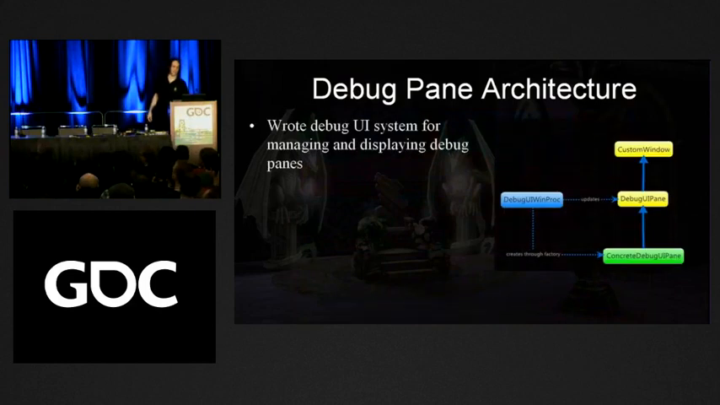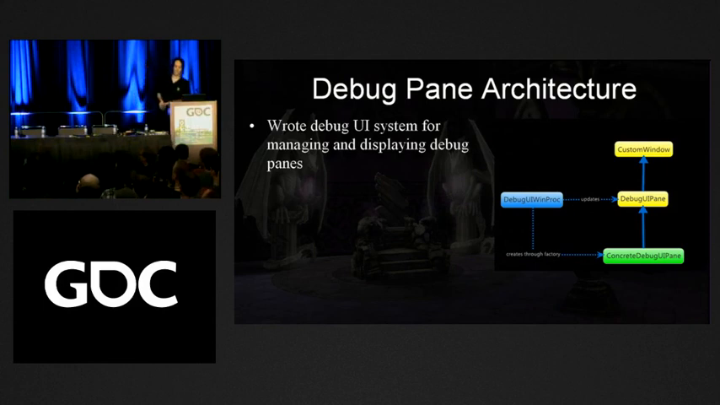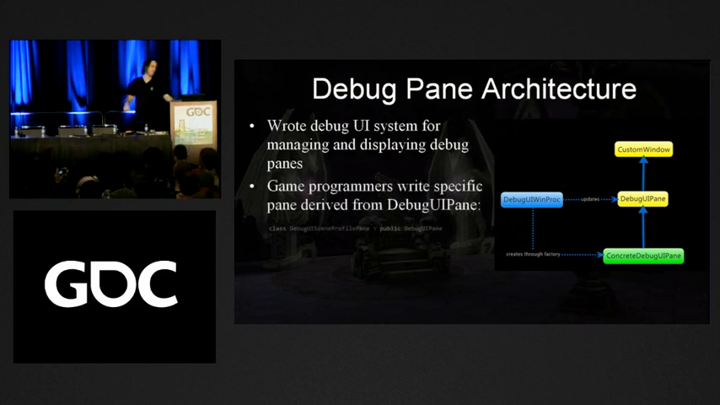So the debug pane architecture, and I promised I would show it, this is what it looks like. For those less familiar with UML, we have a custom window base class. A subclass of that is the debug UI pane, and a subclass of that is your concrete debug UI pane. The custom window is basically our normal UI system, just one of the many windows that inherit from our normal windows. The debug UI pane is a special thing that you inherit from so that you can attach hooks and so on. And then, obviously, you write the concrete one.